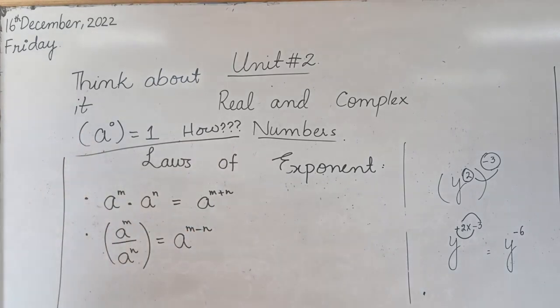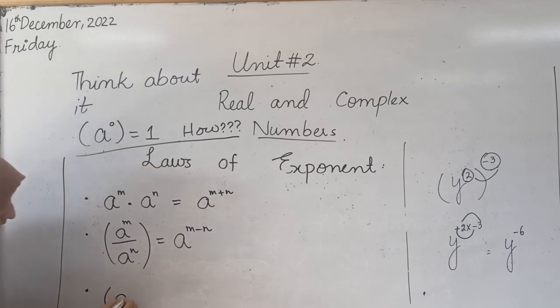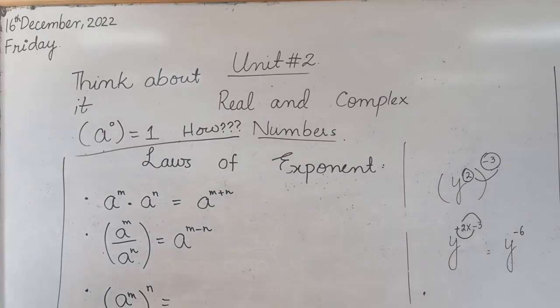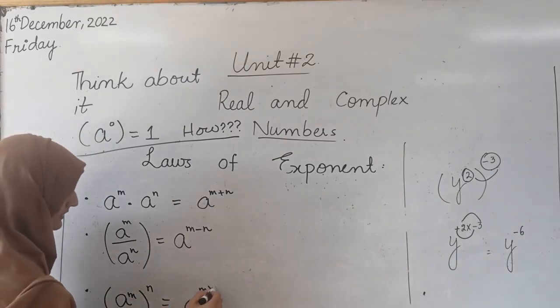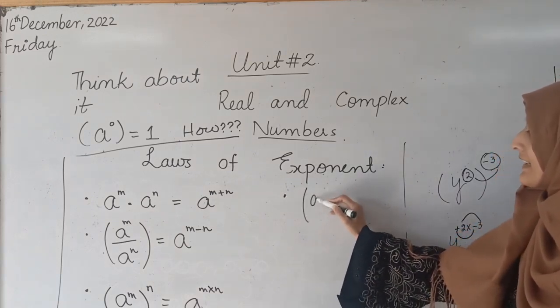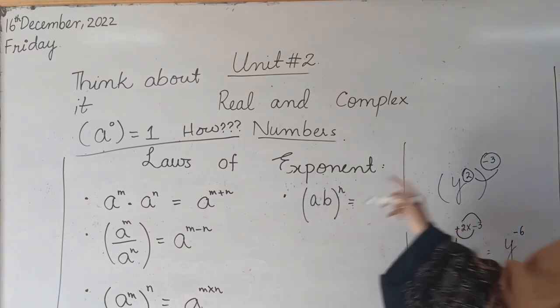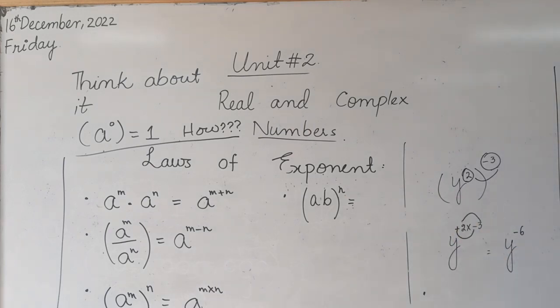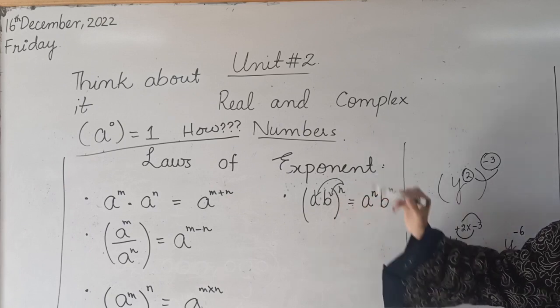For example, these powers will subtract. We will subtract these powers. Third law is, if we have a base with two different exponents m and n, then this is equal to a raised to power, and the powers will multiply, m cross n. Fourth law is, if we have two different bases and their exponent is same, ab raised to power n, this is equal to a raised to power n and b raised to power n. This power will apply individually on each base.